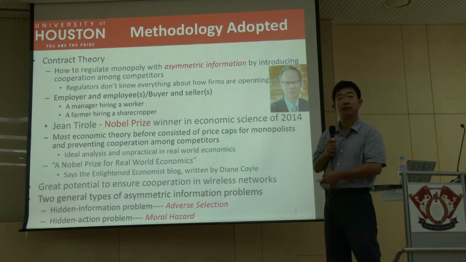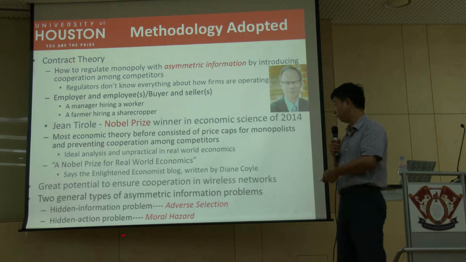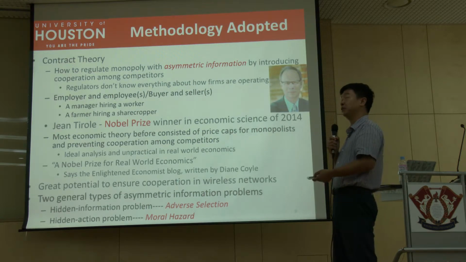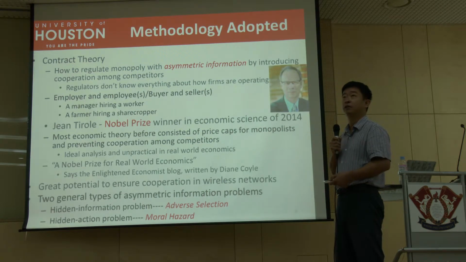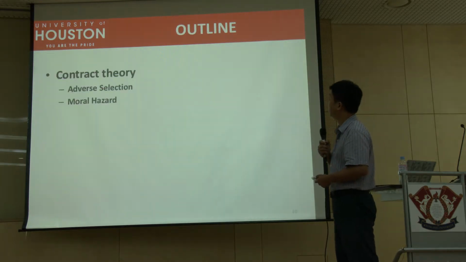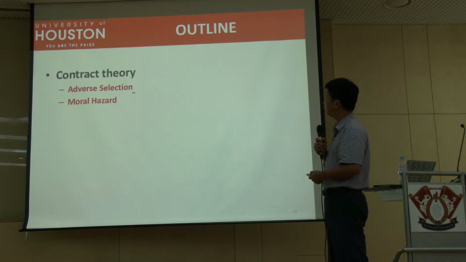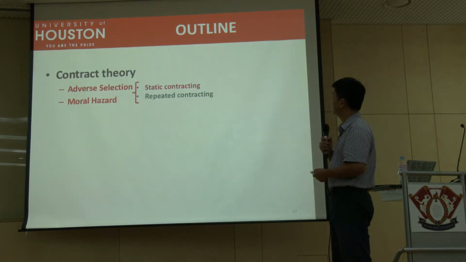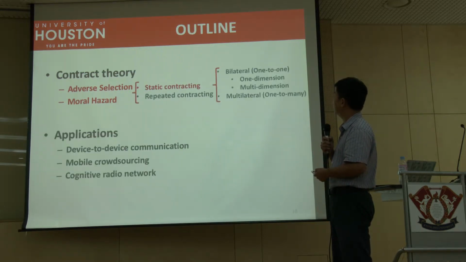There are some other things, which can be used in specific scenarios, but for your information, here we only talk about two types. So here we talk about adverse selection, and then we talk about static and repeated, and then we talk about the application.